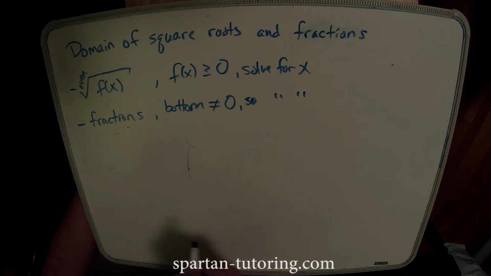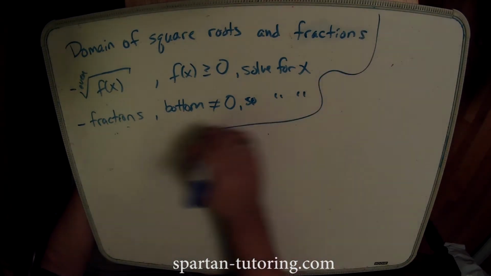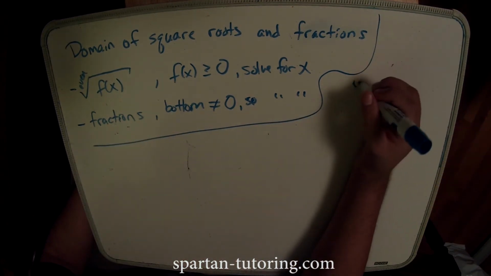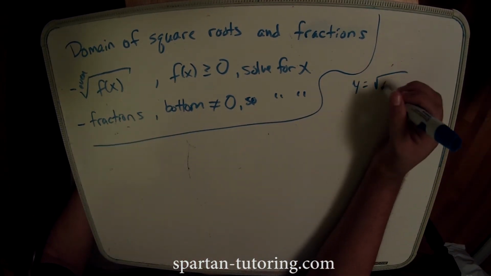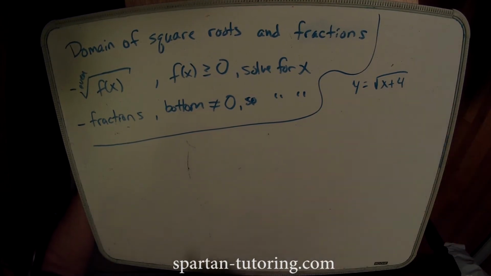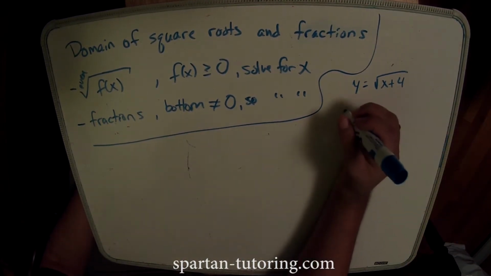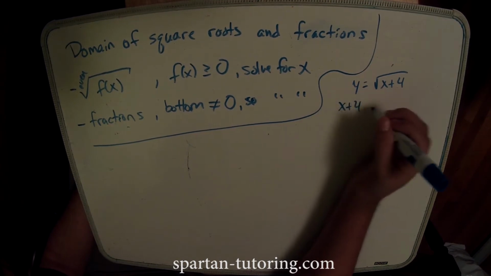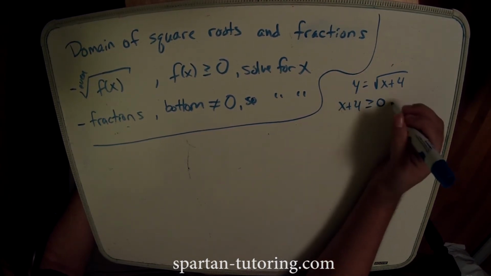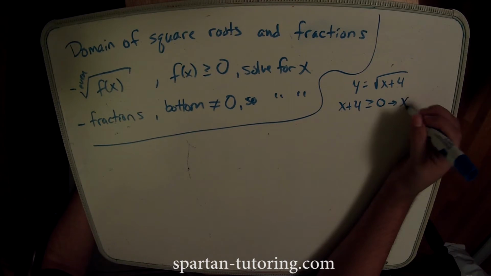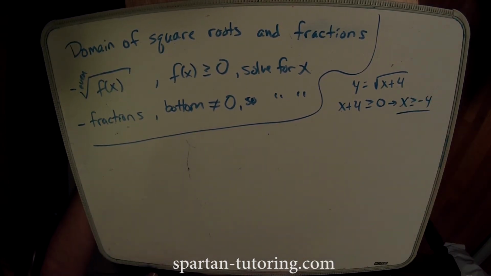So our first example. Say we have y is equal to the square root of x plus 4. What we're going to do is set that inside greater than or equal to 0. I have x plus 4 greater than or equal to 0, and so x is greater than or equal to negative 4.